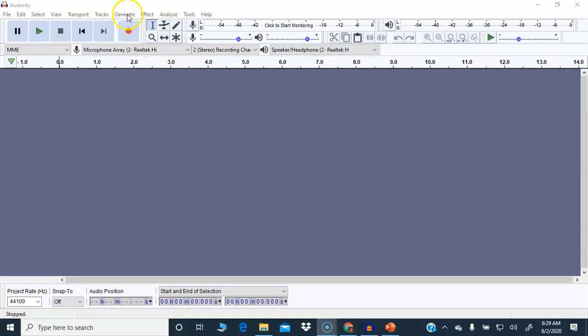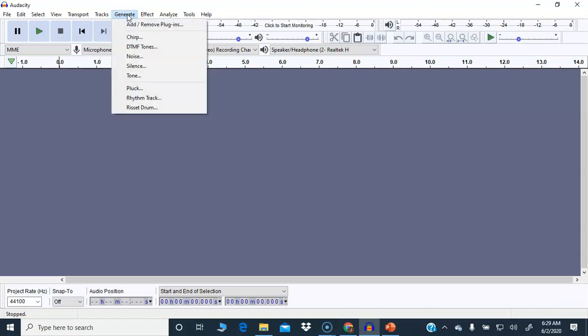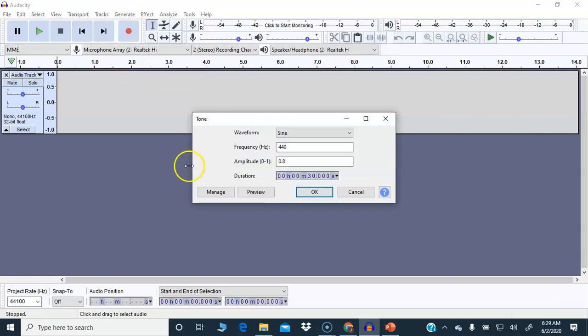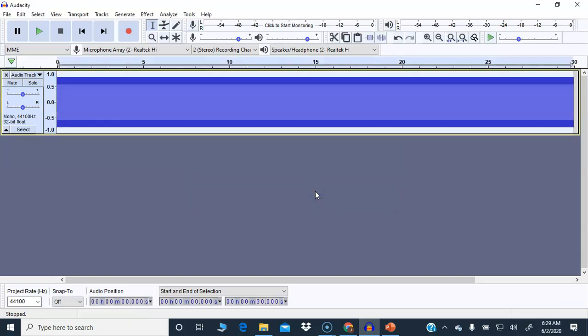The first thing we're going to do, we're going to generate a sound, and we're going to generate a tone. And this is a sine wave. It's a 440 hertz sine wave. And if you know music or you play a musical instrument, you might know that's an A note. So I'm going to go ahead and click on that. And you see it just looks like a blue bar going across.